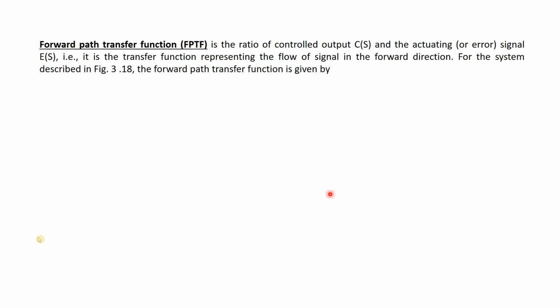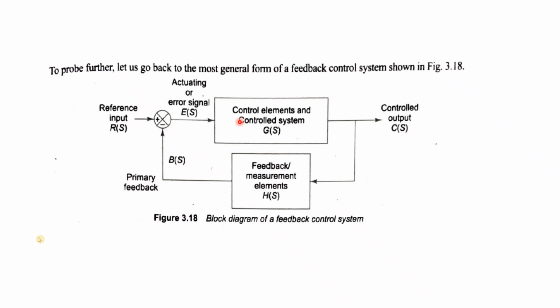So the forward path transfer function is the ratio of the controlled output and the actuating error signal. That is, it is a transfer function representing the flow of signal in the forward direction. So in this particular case, if you observe over here, this transfer function G(s) is the forward path transfer function, because it is in the forward path, and the feedback path transfer function is H(s).